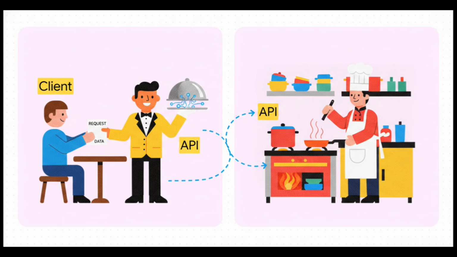Well, in the digital world, you or your app are the client. The kitchen is the server. That's where the actual heavy lifting happens. And that waiter? Yep, that's the API. It takes your request, talks to the other system, and hands you back exactly what you ordered.